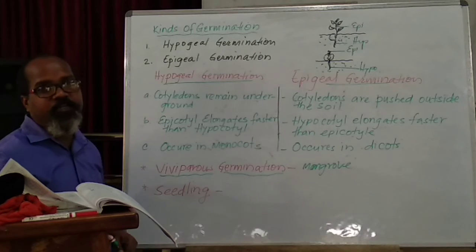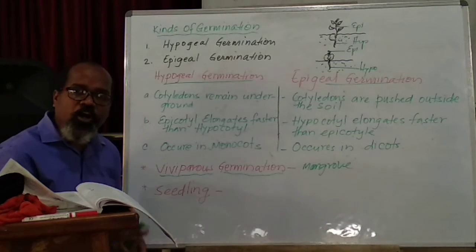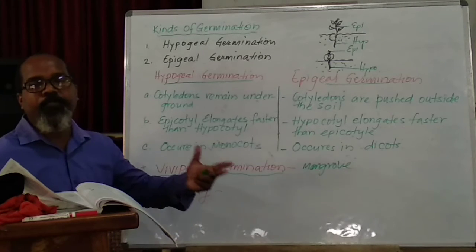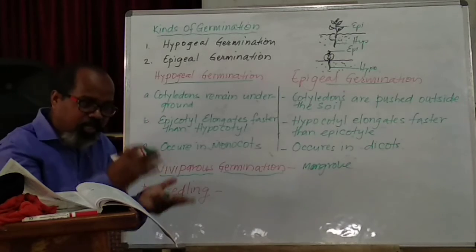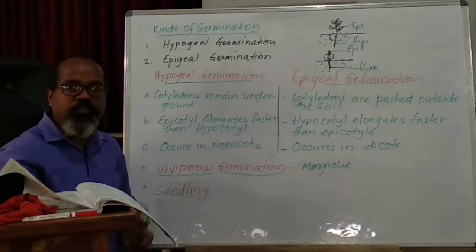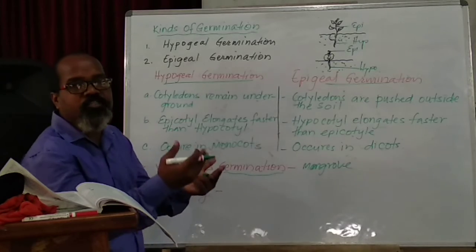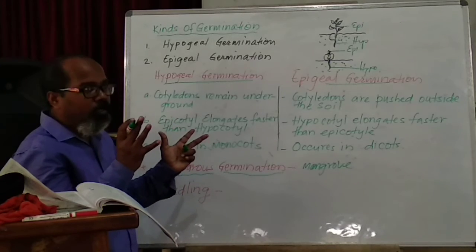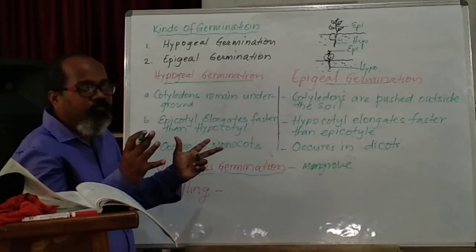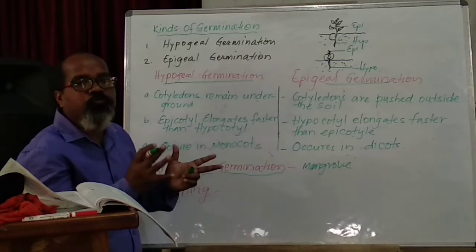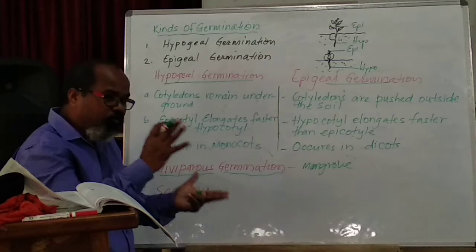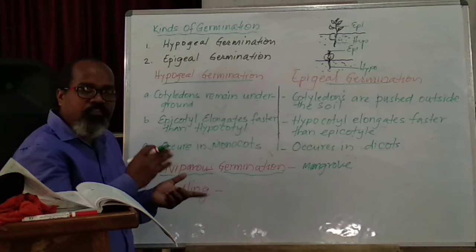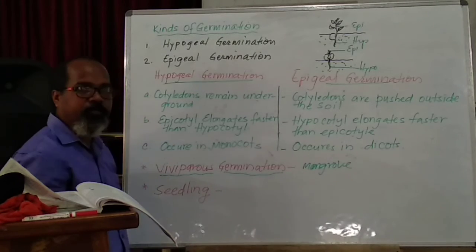What is a seedling? A seedling is a stage of a tiny plant before it gets independent. It is a stage of the plant or a tree before it gets independent. That means before it produces leaves of its own and is able to produce food on its own. So before it becomes independent, the stage of a plant after germination is called seedling.